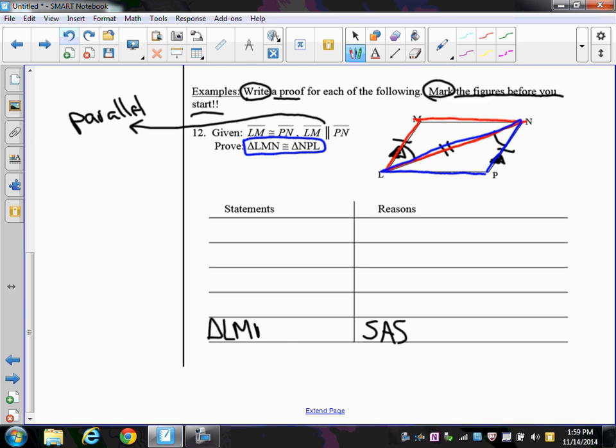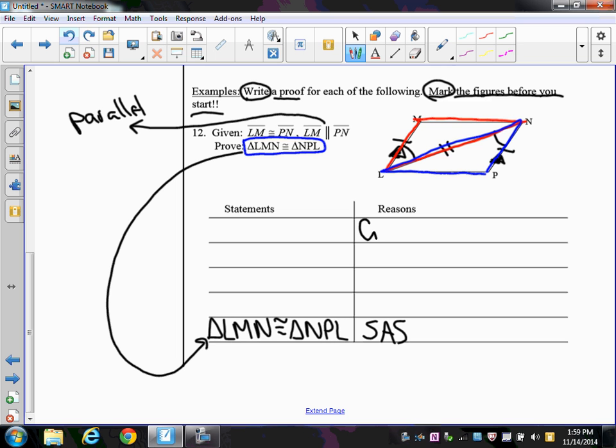Triangle LMN is congruent to triangle NPL. That's always what we want in our last step of the proof, and we never want to write the reason proven or prove. We want to write SSS or SAS. Now we can actually write the proof. We kind of did all the steps. So now we need to explain our reasoning.